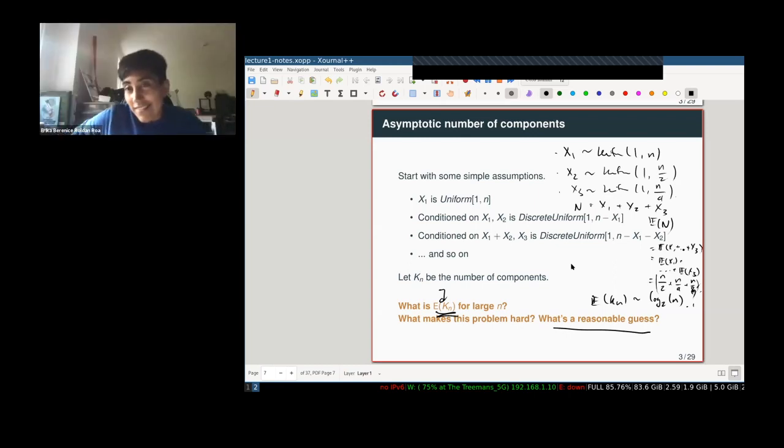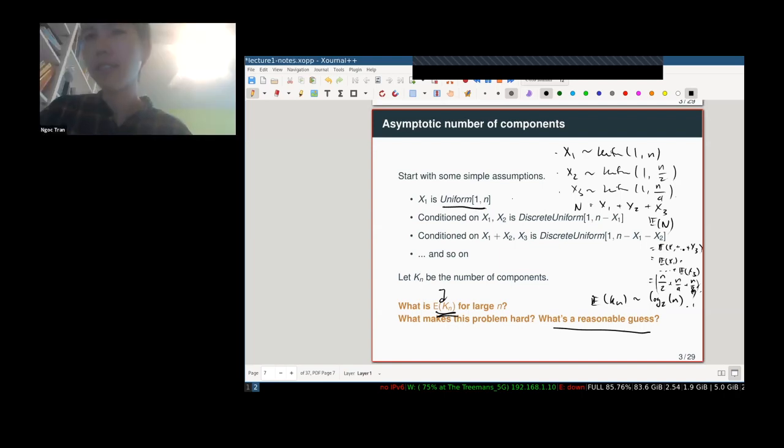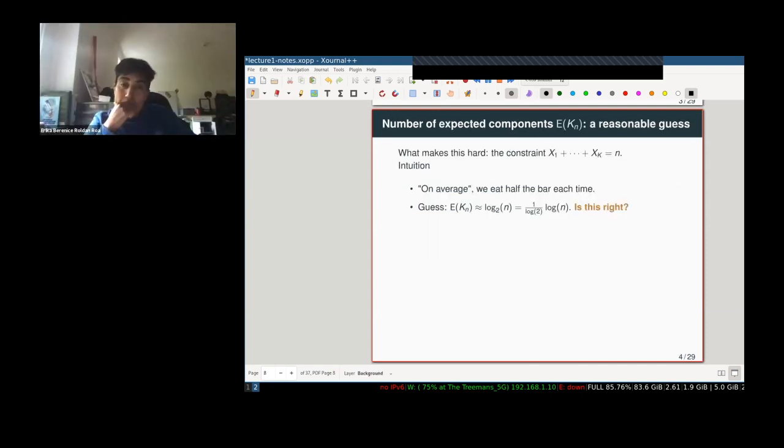So can I say something? Yeah, please do. I guess the point is that here we have random variables uniform from 1 to, it's not really n, it's a random variable that depends on the previous one. Yeah, exactly. The problem is this part, which is discrete uniform from 1 up to n minus x1. So there's this dependence, and that makes it really hard.